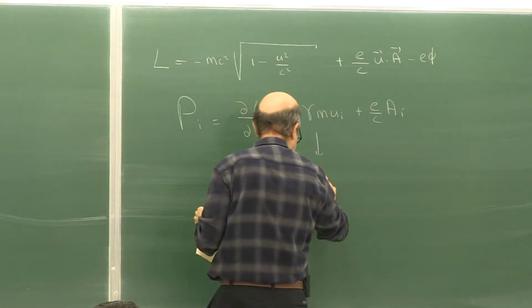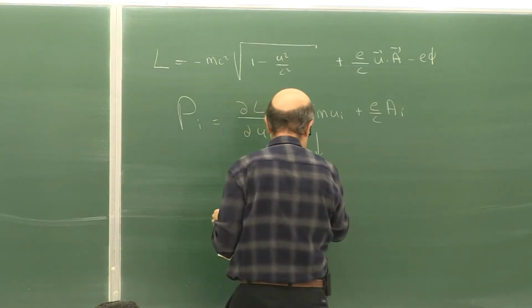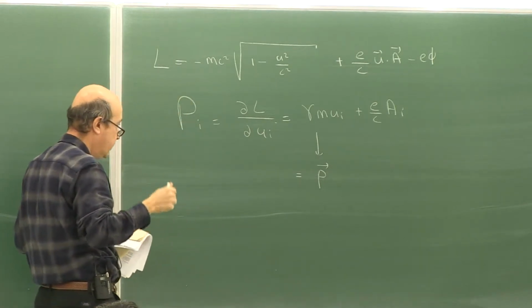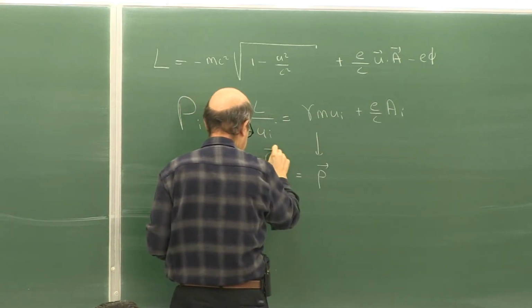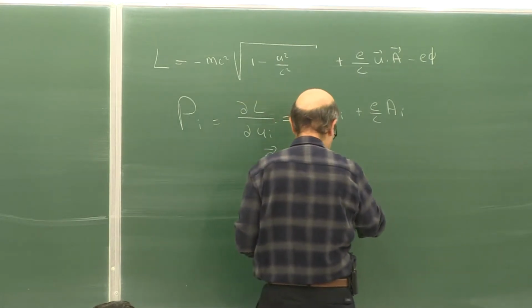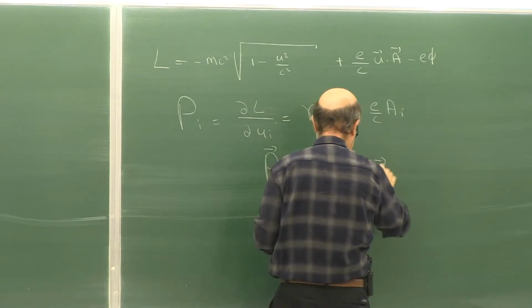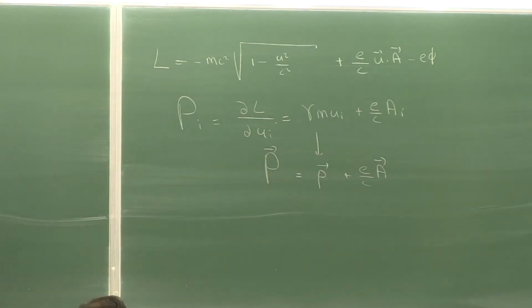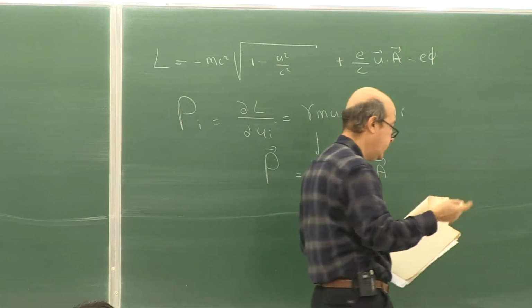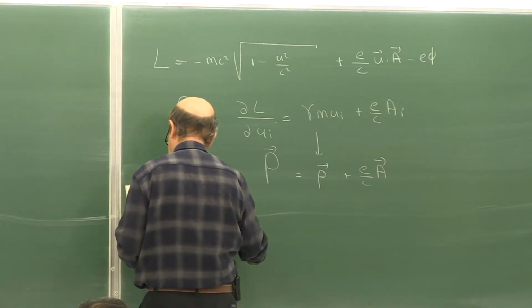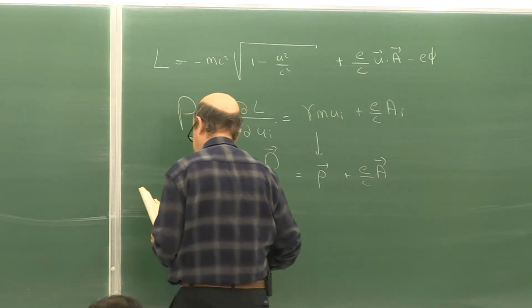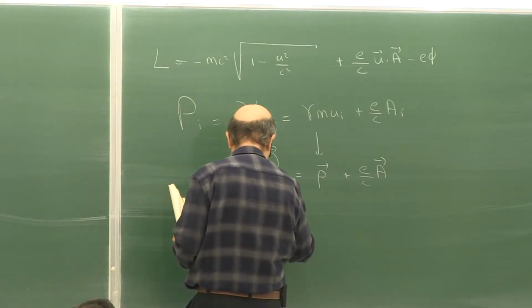So let us denote this by small p, the momentum of the relativistic charged particle if there is no interaction with the electric and magnetic field. And this is the canonical momentum, capital P, with the additional term e over c times the vector potential. Now let us move on to the Hamiltonian. The Hamiltonian is equivalent to the energy of the particle interacting with the electric and magnetic field. So H could be written, from the definition in classical mechanics, as P dot u minus L.